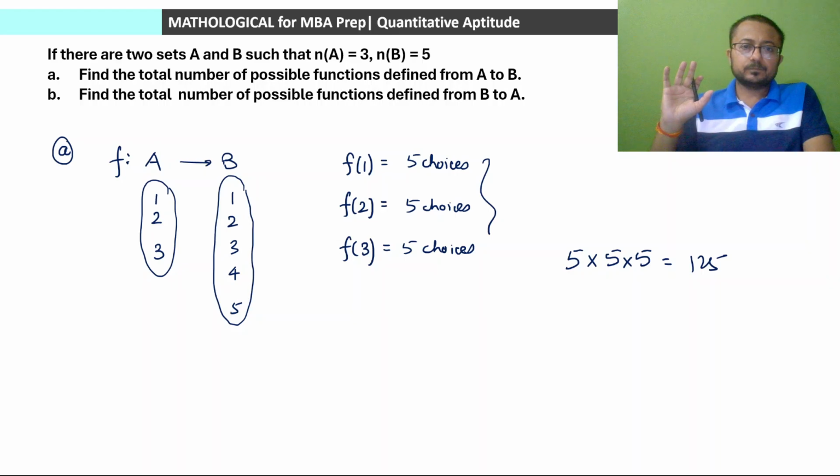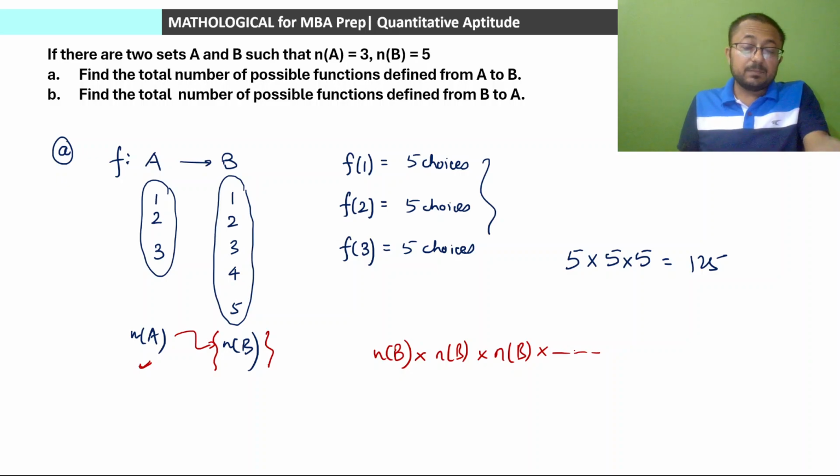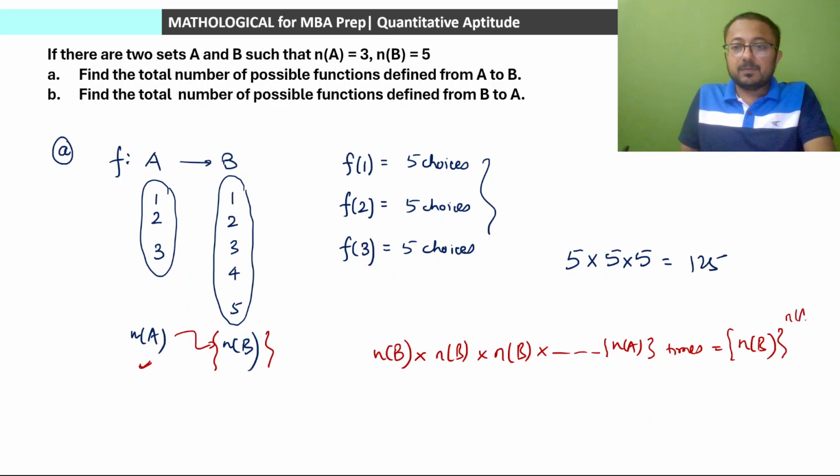Is that clear? और अगर इसी बात को जनरलाइज करें, so if we have number of elements in set A equal to NA, number of elements in set B equal to NB, so for every element in the domain, we have choices equal to number of elements in set B. Isn't it so? ठीक है? So total functions will be NB into NB into NB. How many times? जितने number of elements हैं set A में, यानी कि NA times. So our answer will be number of elements in set B to the power number of elements in set A.